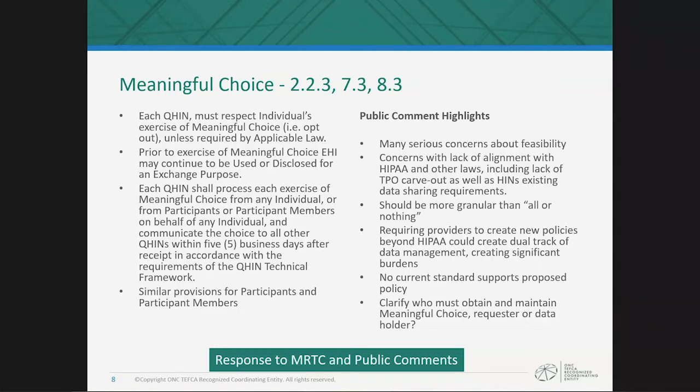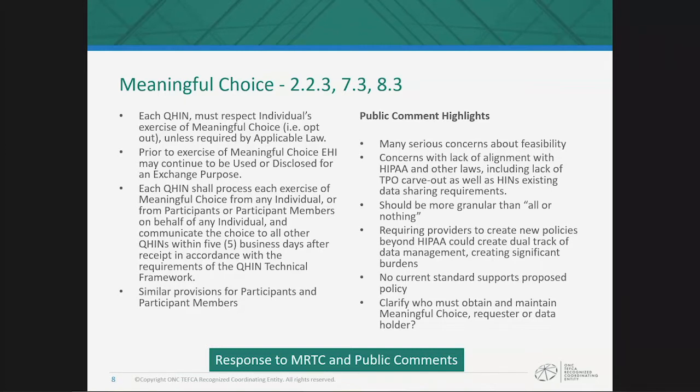And of course, there's the 5 business day requirement. It's very granular. I'd love comments on that if anyone has any. Within 5 business days of an individual exercising their meaningful choice, the QHIN, or maybe the participant, or maybe the participant member, has to act on that.